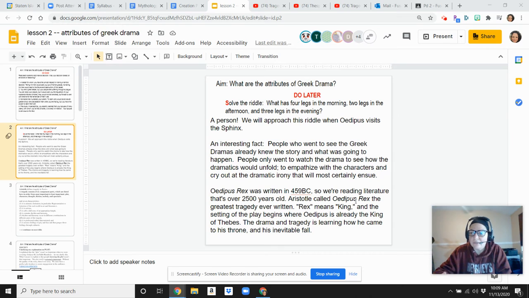Rex itself means king. Oedipus is already the king of Thebes by the time we open this particular tragedy, so he's already gone through the backstory. We're starting where he's the king, and there's a plague that has befallen Thebes, and the tragedy is about learning how he came to the throne and the inevitable fall. The backstory has already occurred, and we find it through hearing bits and pieces of him telling his story in the play. It unfolds in a backwards manner: it starts in the present, and as we get that information it goes back.